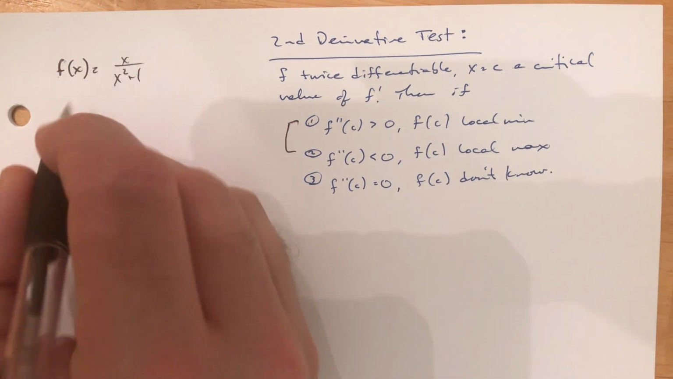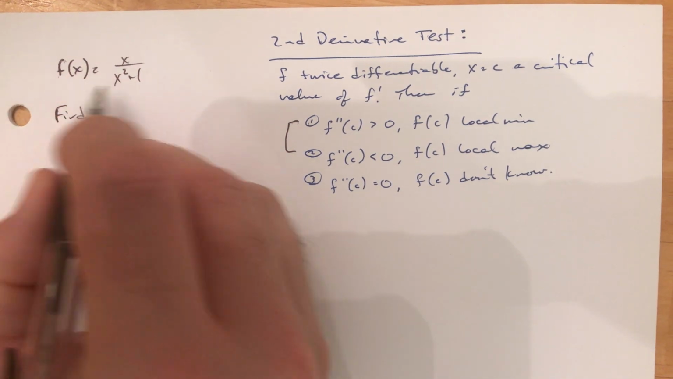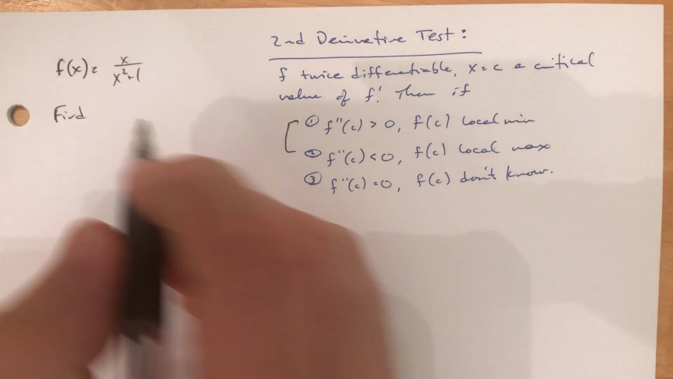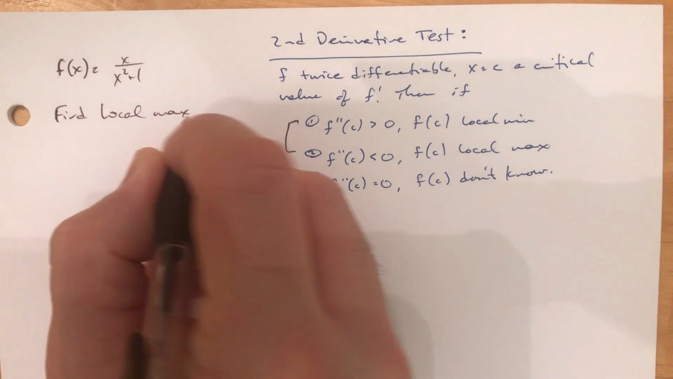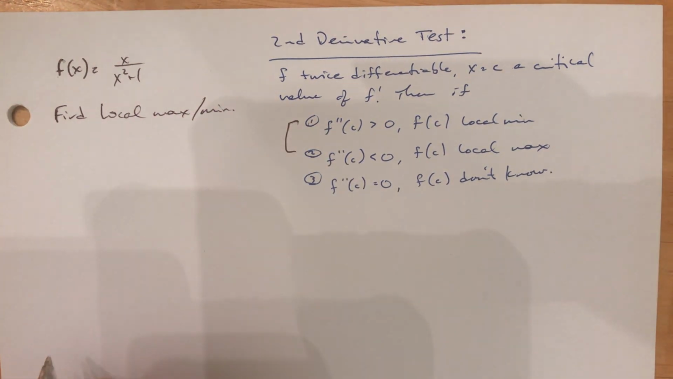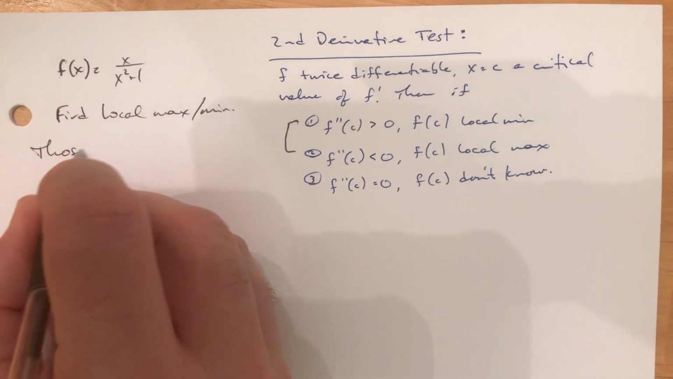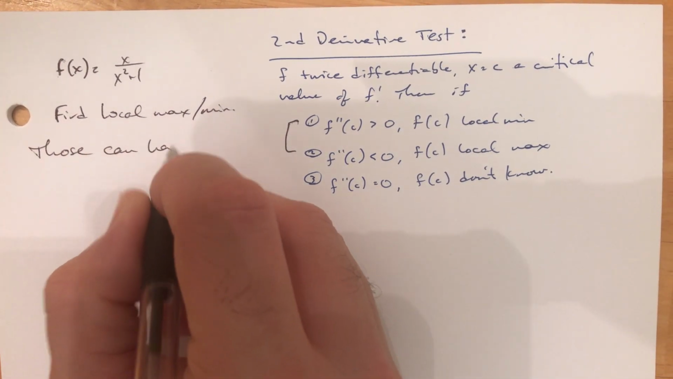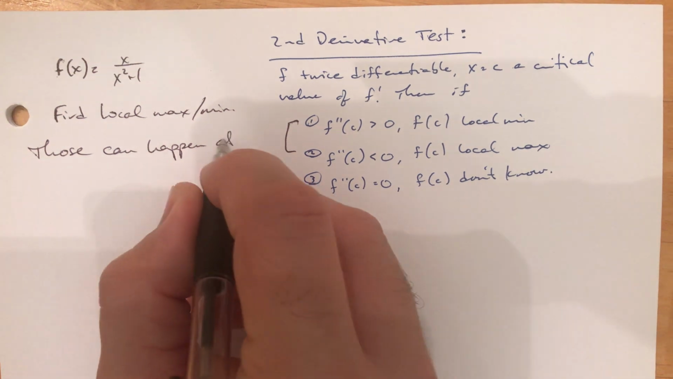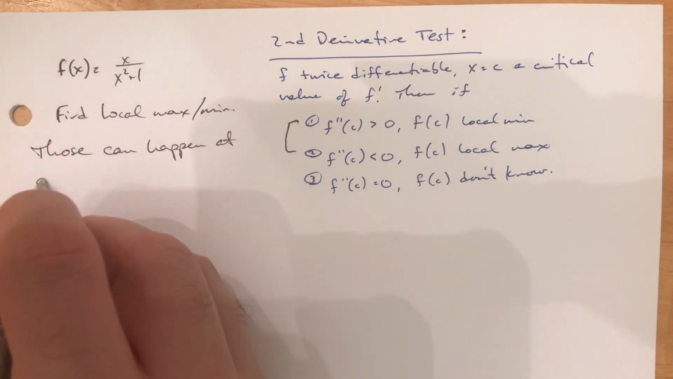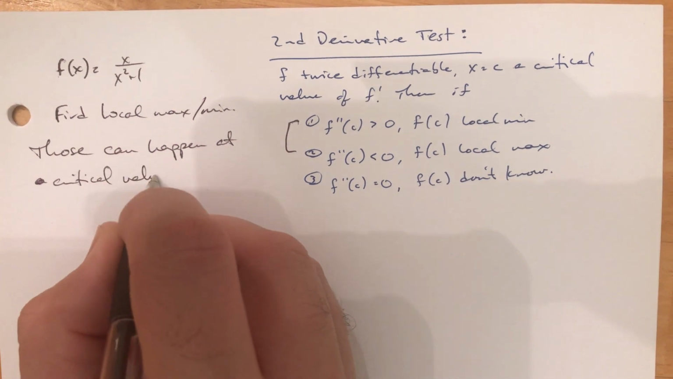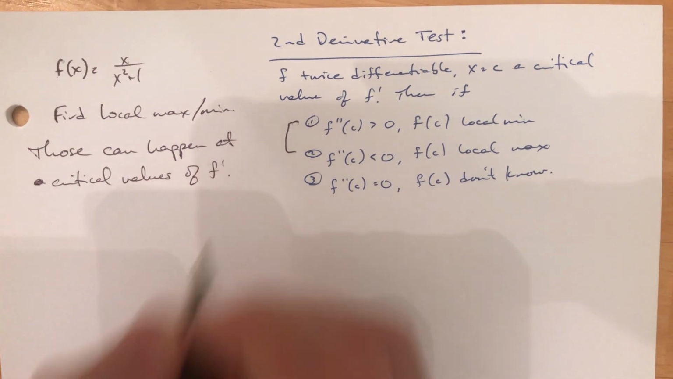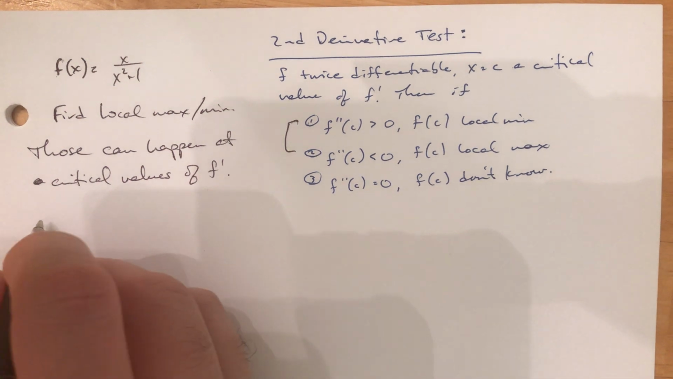So, for f of x equals x over x squared plus 1, we want to find any local maximums or minimums. Those can happen only at critical values of f prime. So first thing, always take the derivative.